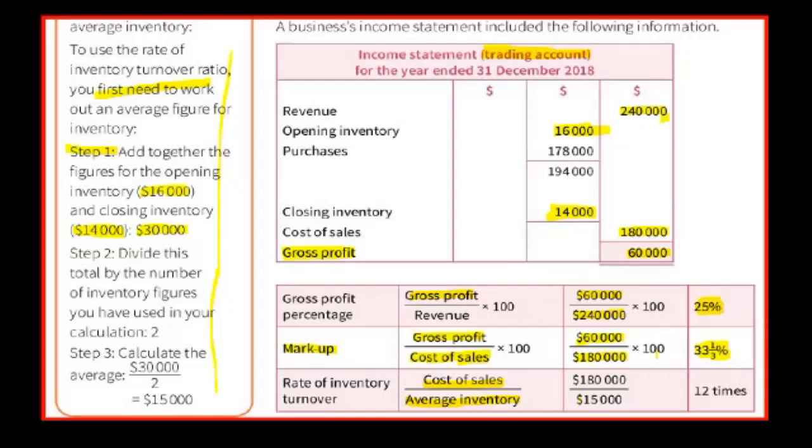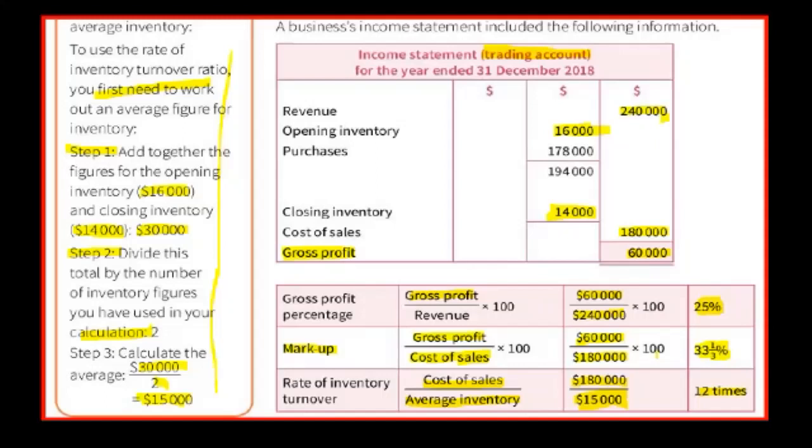Because you only have two items, you divide by two. If it was three items, you divide by three. With four items, you divide by four. But we have two items only. Step two is to divide that by two, so 30 over two, and you'll get 15,000 as the average inventory. So we divide the 180 over here by 15, which equals 12.